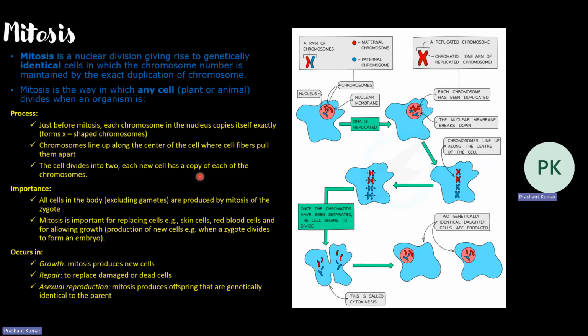Why is it important? All cells in the body are produced by mitosis, right? So mitosis is important for replacing all the unhealthy cells, bad cells, damaged cells. It takes place for growth, for repair, and asexual mode of reproduction.